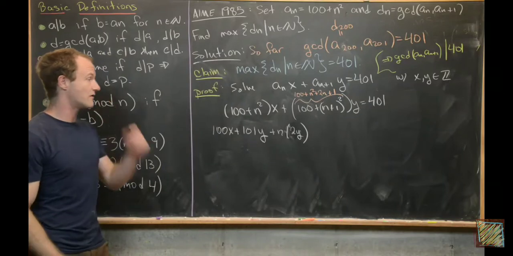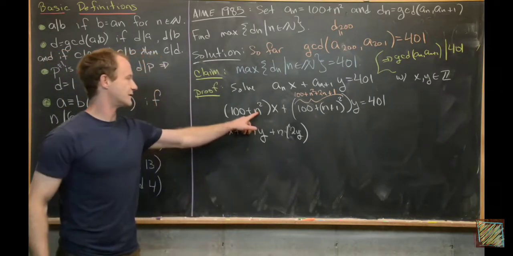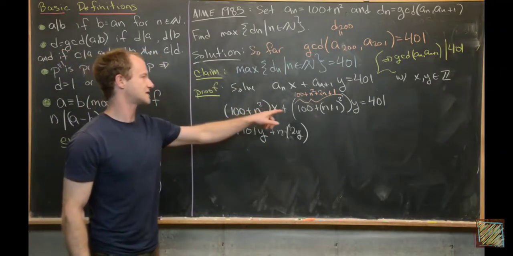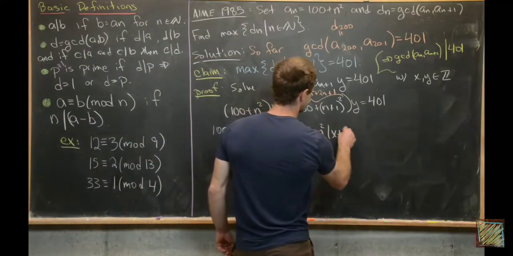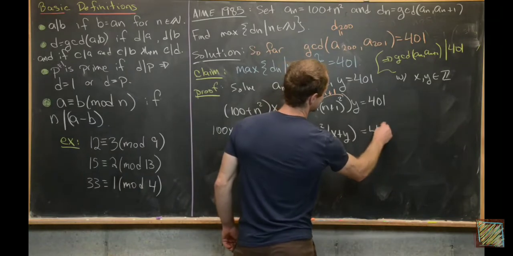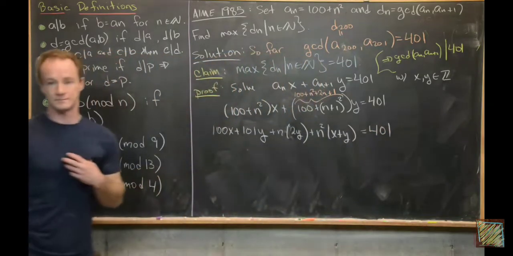Now let's look at the coefficient of n squared. So we've got one here that's being multiplied by x, and then one here that's being multiplied by y. So n squared times x plus y, and this needs to be equal to 401.